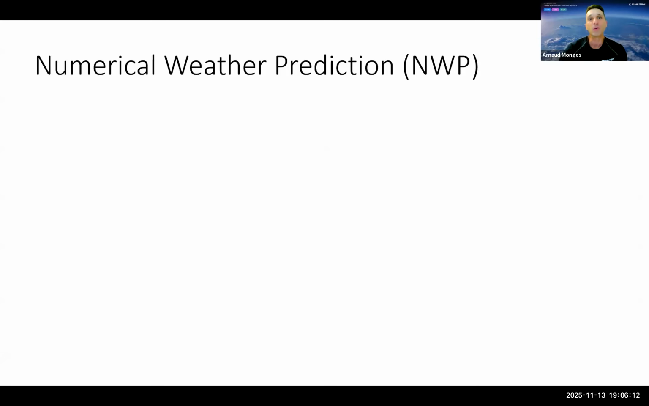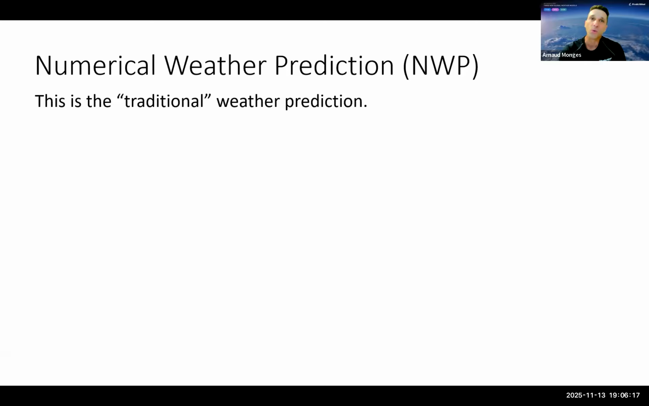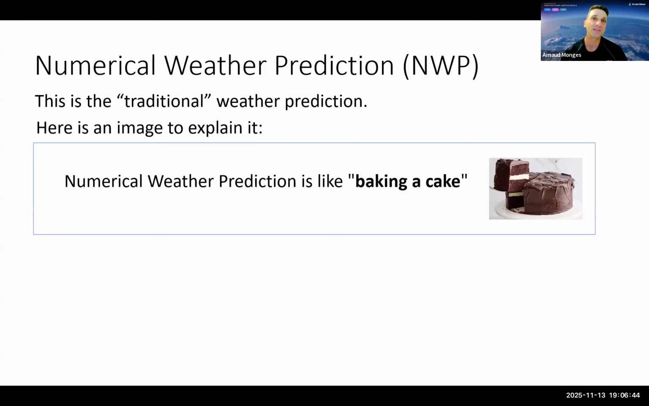So now let's talk about NWP. It means numerical weather prediction. This is really the traditional way to do the forecast. If you've been checking the forecast for the past year, 10 years, 20 years, 30 years, this is the weather forecast that you know. For some people, it's still a bit of a black box. Some people don't understand how it works. So I like to explain it with a simple image. The way you can look at NWP, it's like baking a cake.